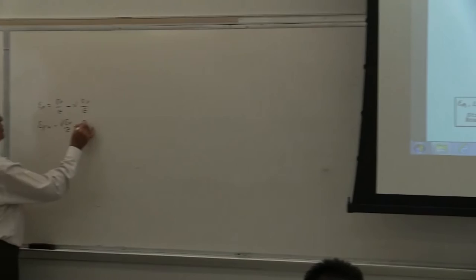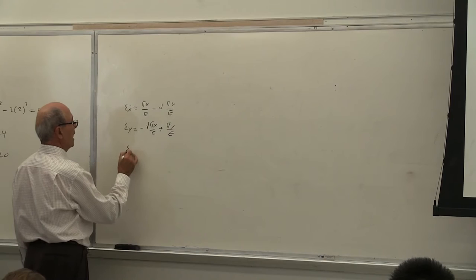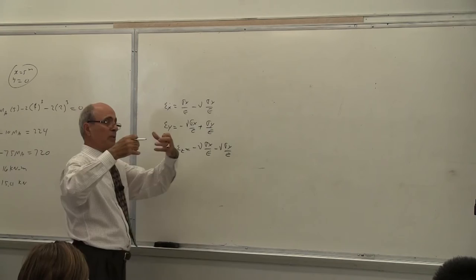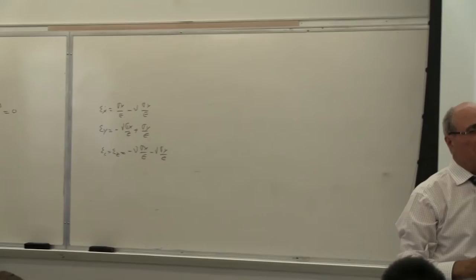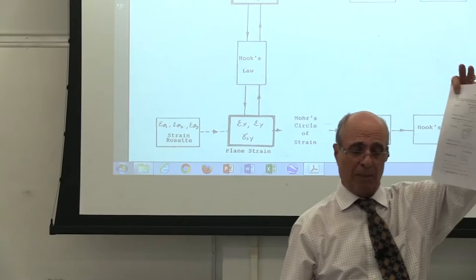Generally, when we don't have sigma z, this is what epsilon x, epsilon y will be. Of course, we have epsilon z, and that is minus nu sigma x over E minus nu sigma y over E. Everybody knows that. So if you are taking a plate and pulling it, the thickness becomes much smaller because of the two negatives. Or if you are pushing it, the thickness becomes larger. That's in the handout. If you want to practice that, this is the ME 218 handout, so you can take a look there. But I'm sure you know that, or you must know that.